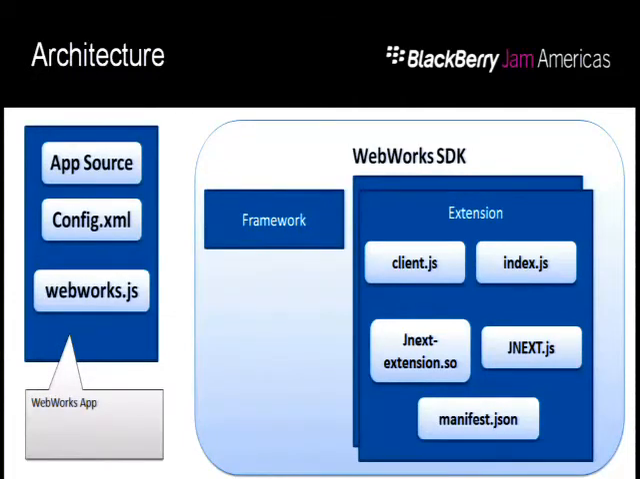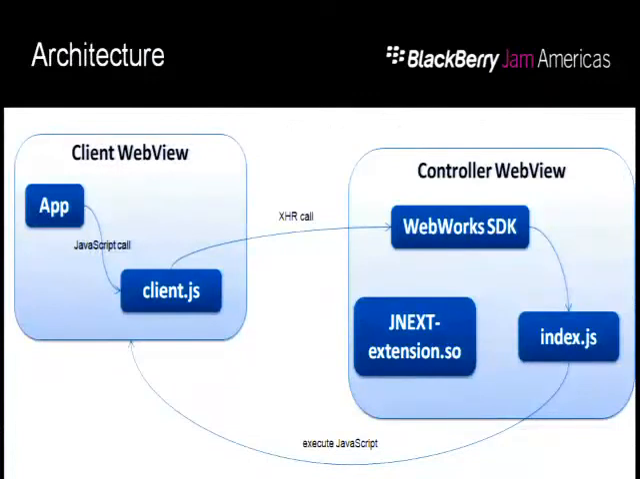And the client.js file runs in the client web view. The index.js file runs in the controller web view. So these are like the two pieces that talk to each other over XHR, right? So if you want to talk from the client web view to the controller web view, you make an XHR call. It's a special XHR call to HTTP localhost 8472, and every localhost 8472 call is caught by the WebWorks SDK. It does not go out, right? So it does not let it go out of the web view, essentially.